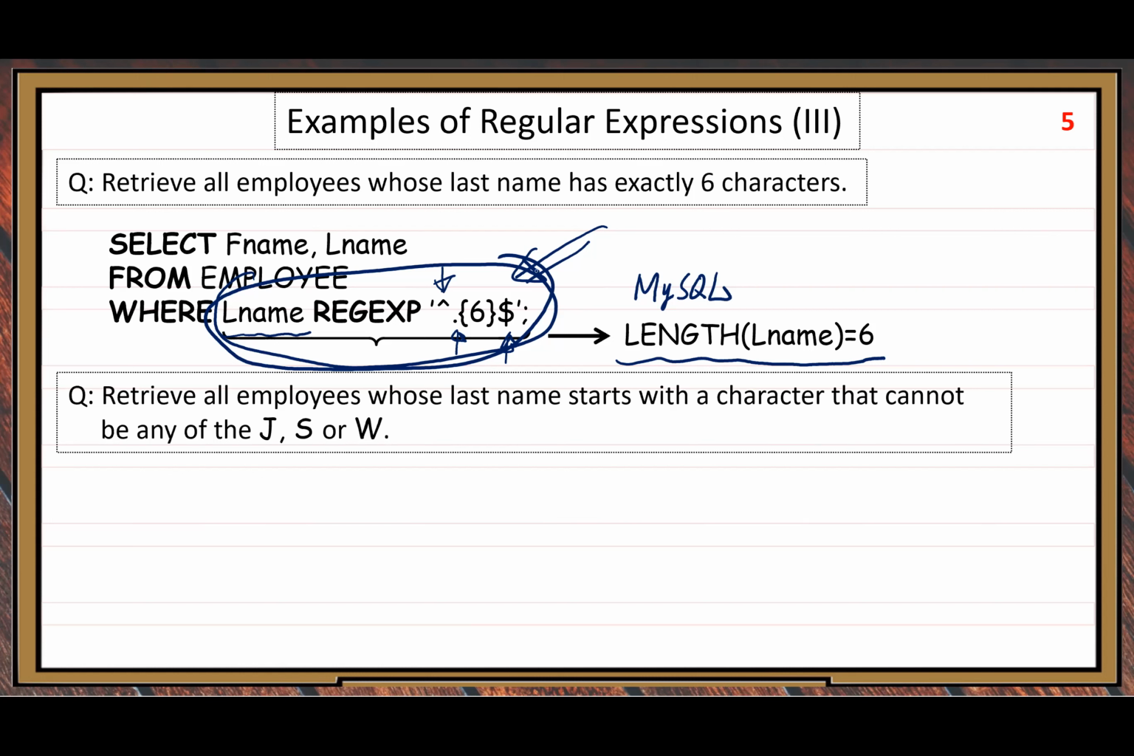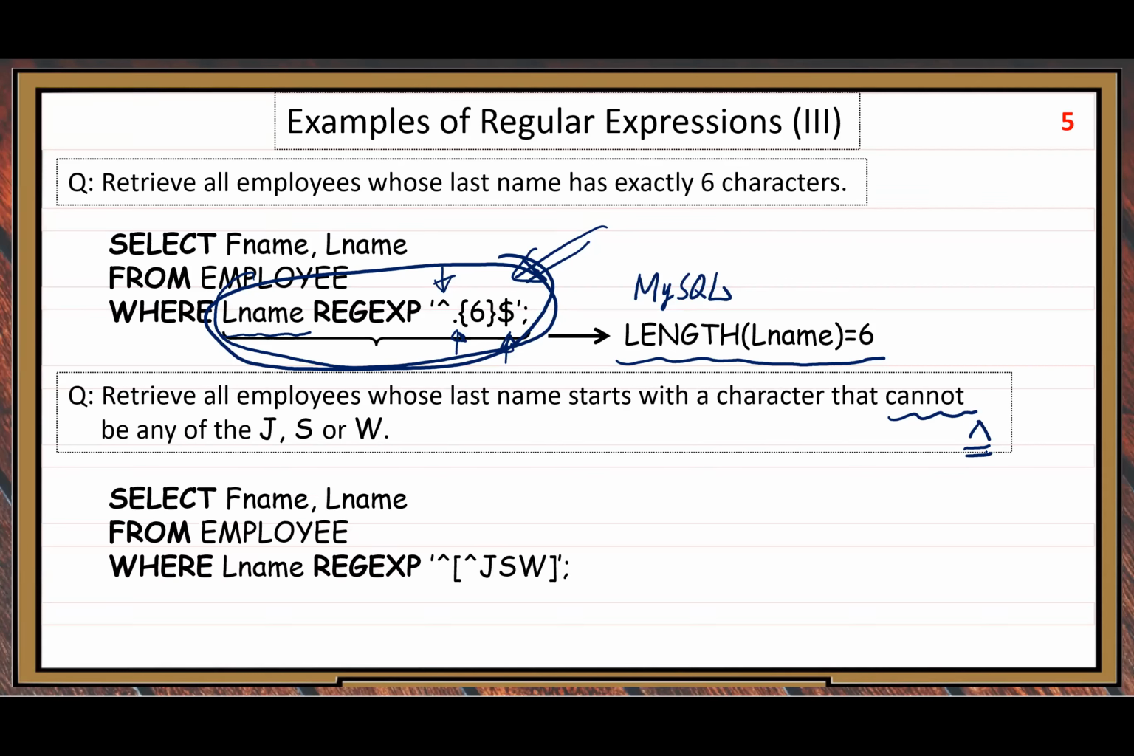Another example. This time, retrieve all employees whose last name starts with a character that cannot be any of J, S, or W. Cannot be any of, so it is a not, okay? Remember that the hat symbol can be used as this not operator.